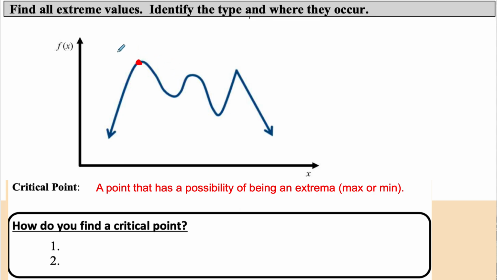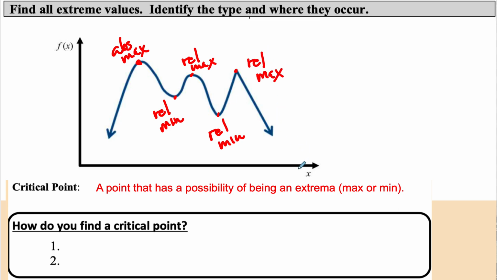That looks like an absolute max. And over here it looks like we have a relative min. And over here it looks like we have a relative max. And over here we have a relative min, and over here we have a relative max. Notice we do not have an absolute min because the graph keeps going.